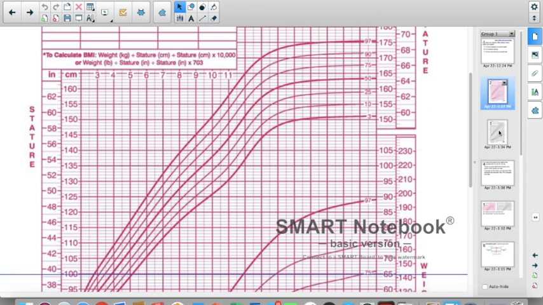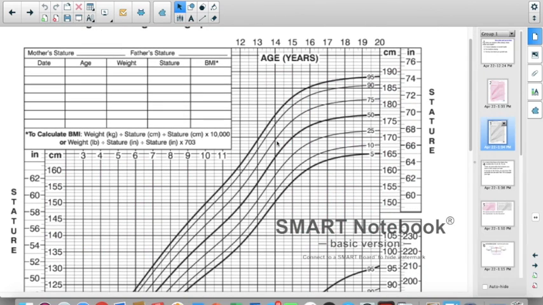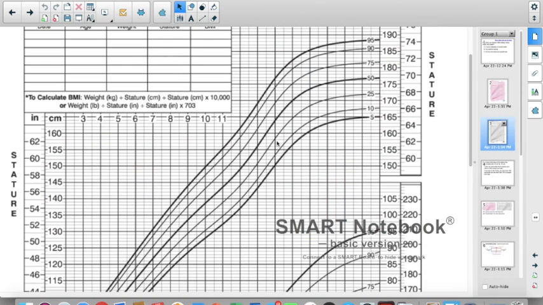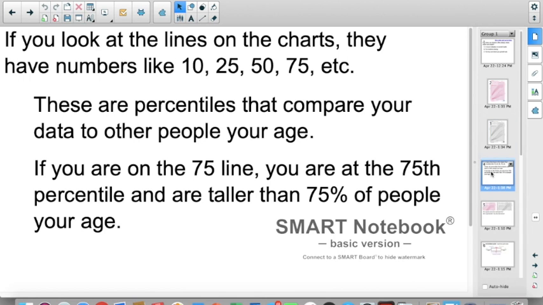This is females, this is males, the same exact thing. Notice how there are different lines with different numbers. This says 95, 90, 75, 50, 25, 10, 5. Awesome. What do those numbers mean? Well, let's take a look at this slide.